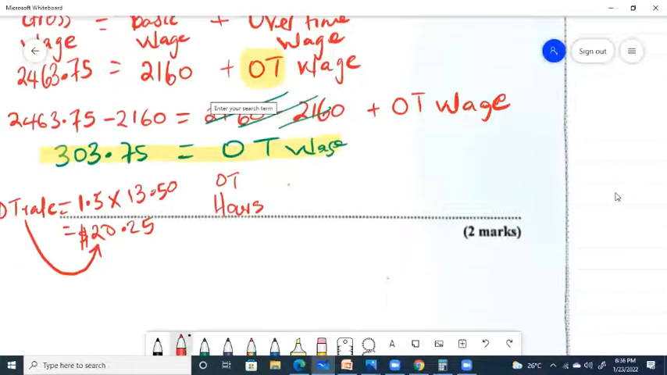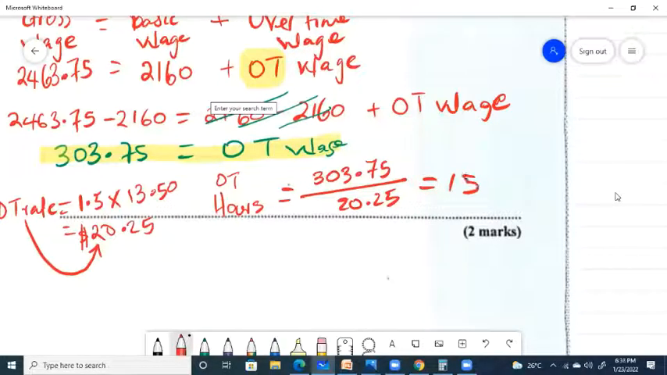So we're saying the overtime hours that they ask us to prove, we should get it now if we divide the 303.75 by 20.25. If you do this, you should prove that it is 15. Divide that for me.